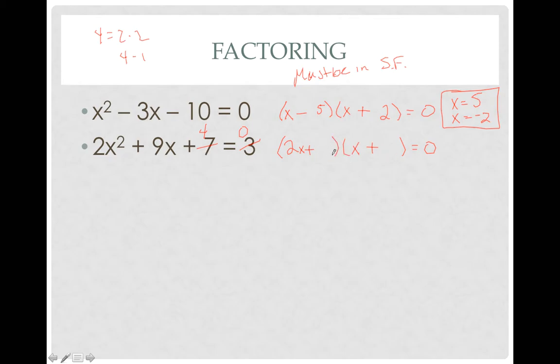If I plugged in a 2 here and a 2 here, and I FOILed, I would get 4 and 2, which does not make 9. But I can try 4 and 1. What if I tried 1 here and 4 here? My outers get 8, and my inners get 1. 8 and 1 make 9. Therefore, this is the correct factoring. Now I can solve: x equals -4 for this one. And then for this one, if I subtract 1 and divide by 2, I get -1/2.